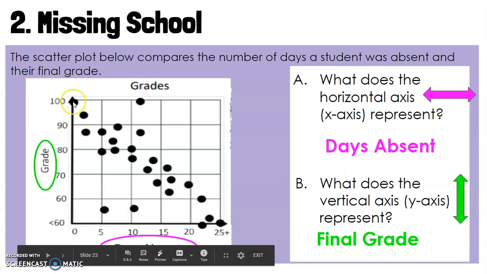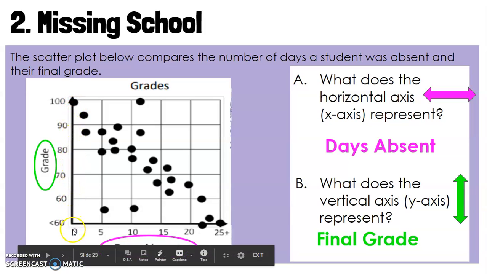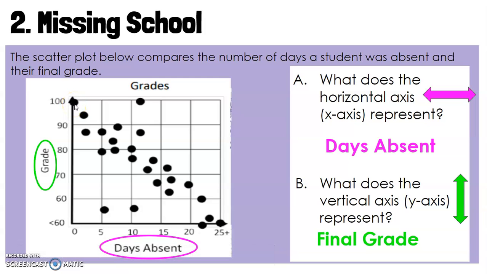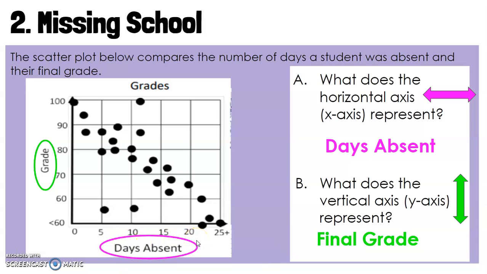Or we could talk about this point all the way up here on the y-axis that you might not have even seen. In this case, the student missed 0 days, he or she, and got a 100 for their final grade. So we're comparing how missing school affects your overall grade. What's the relationship between missing an excessive amount of school days, just meaning missing a lot of school days, and your overall grade?